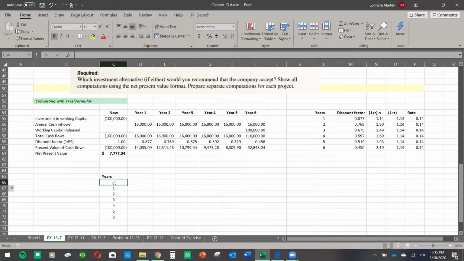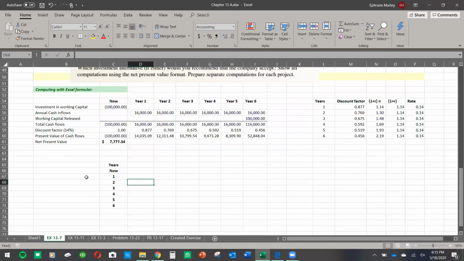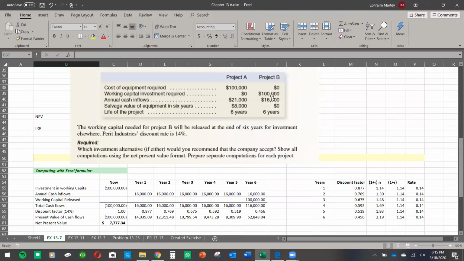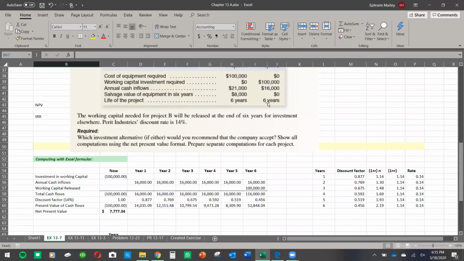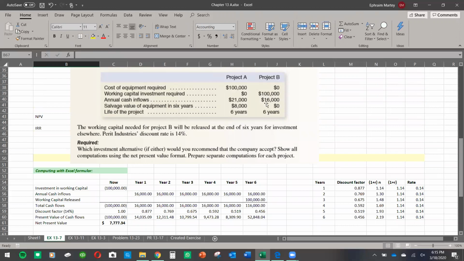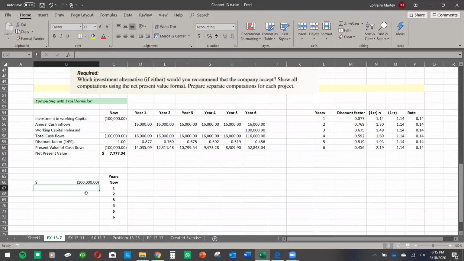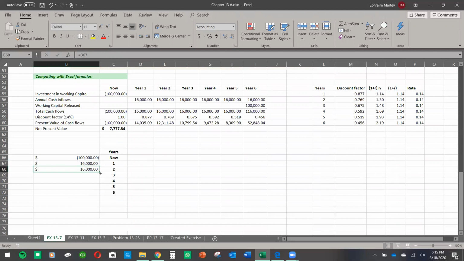We have, this is now what we're investing in. Okay, so that's the years. Now, how much are we investing? We are investing 100,000 for working capital. Good. What is the cash inflow? Okay, every year we will receive 16,000 as cash inflow. So I'll put here 16,000 as cash inflow, and I'll reference it since it's the same thing. You reference it and then you drag it all the way to year 6.